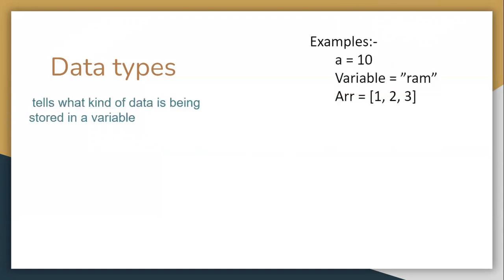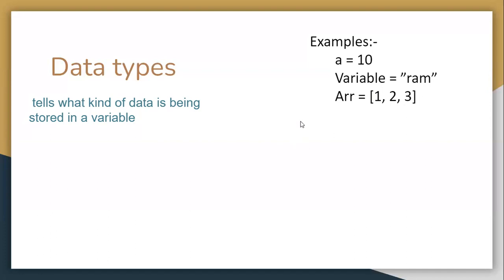For example, suppose we have a variable a which stores 10, which is a number, so its data type is also a number. Now there is another variable whose name is variable, and this variable stores the name of a person. A name of a person or any kind of string is of data type string. And the third one is the array. Now what is an array? An array is used to store multiple values at a particular time, and these values are stored in a continuous manner, and all these values have the same data type. So this is all about the array.